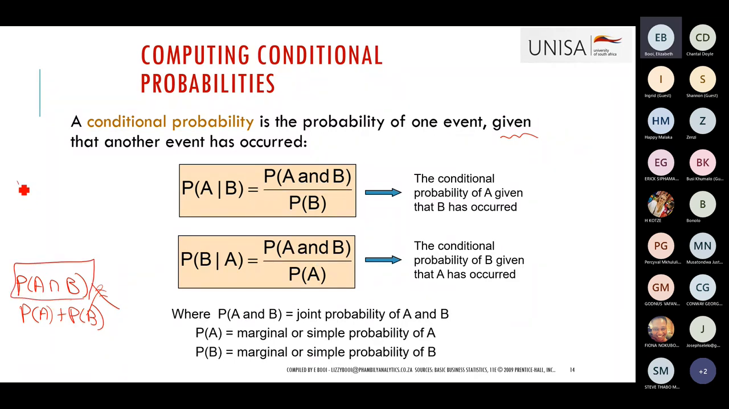So if they give you the probability of A as 0.5 and the probability of B as 0.6, and they ask you to find the probability of A and B, never ever say that the probability of A and B is that plus that. They are not the same. These are three different probabilities: simple probability, conditional probability and joint probability. Always remember that.